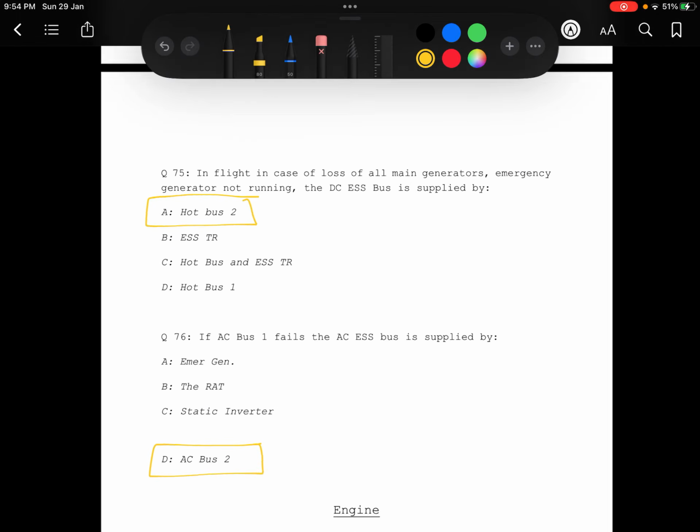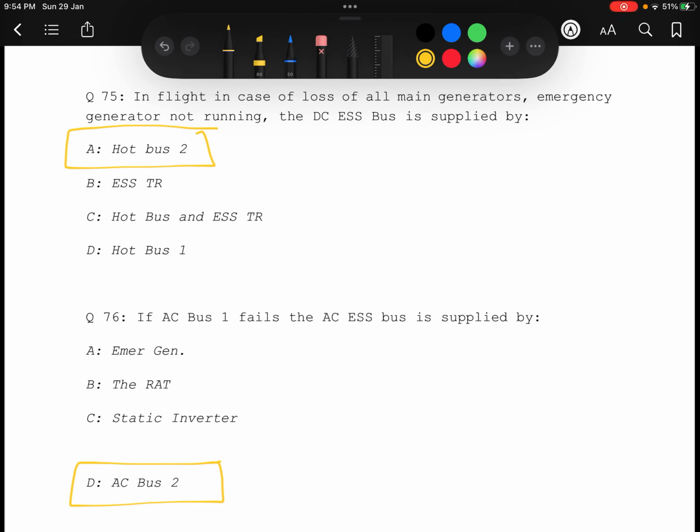Here the questions of smart cockpit end. I hope I was able to make it a little more clear for you.